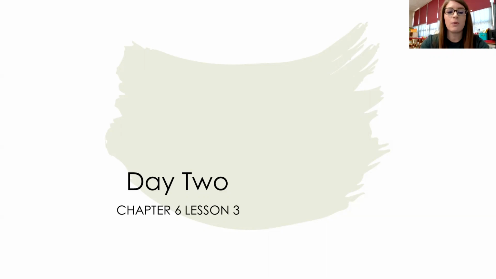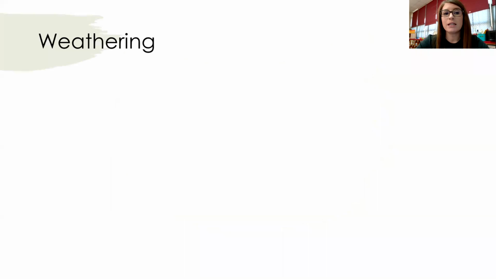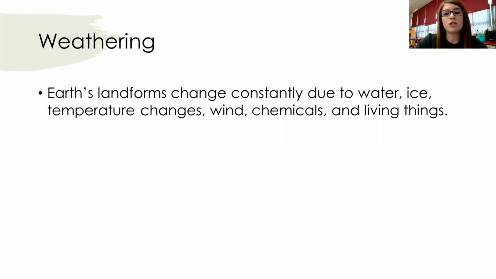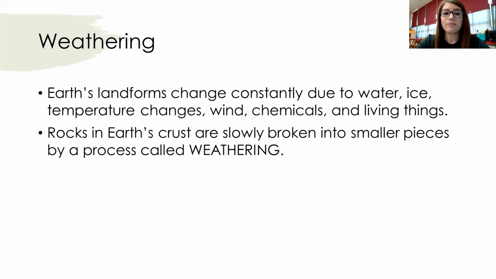We are going to get going with day 2 of chapter 6, lesson 3. We're talking about weathering and erosion this week, and today we are going to focus on weathering. So Earth's landforms change constantly due to water, ice, temperature changes, wind, chemicals, living things. Literally almost everything can affect Earth's landforms. Rocks in Earth's crust are slowly broken into smaller pieces by a process called weathering.